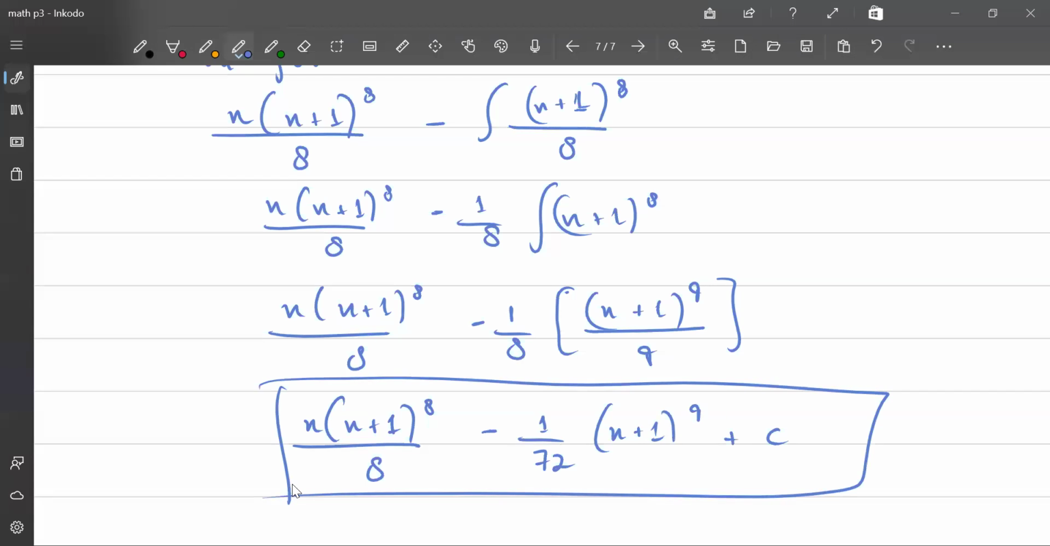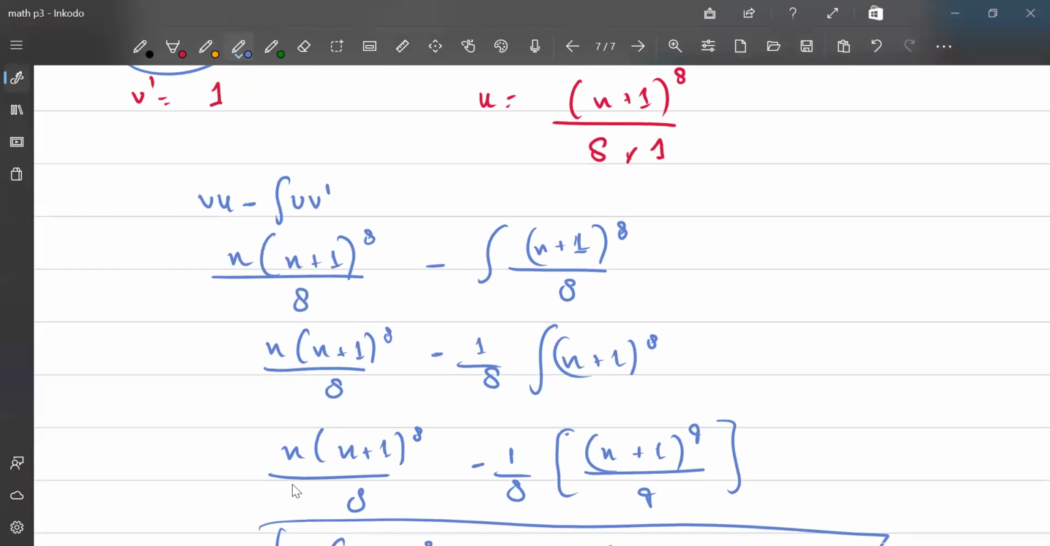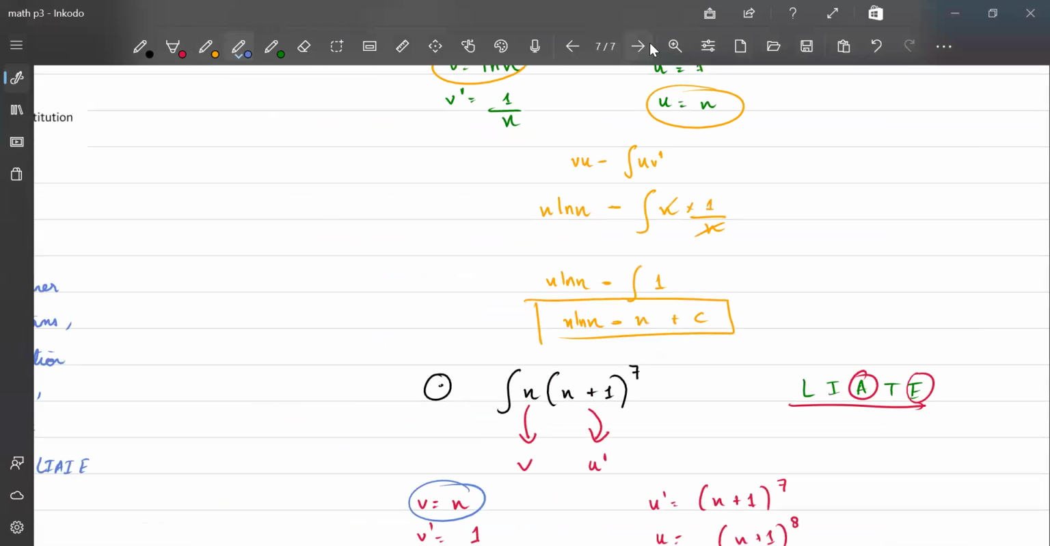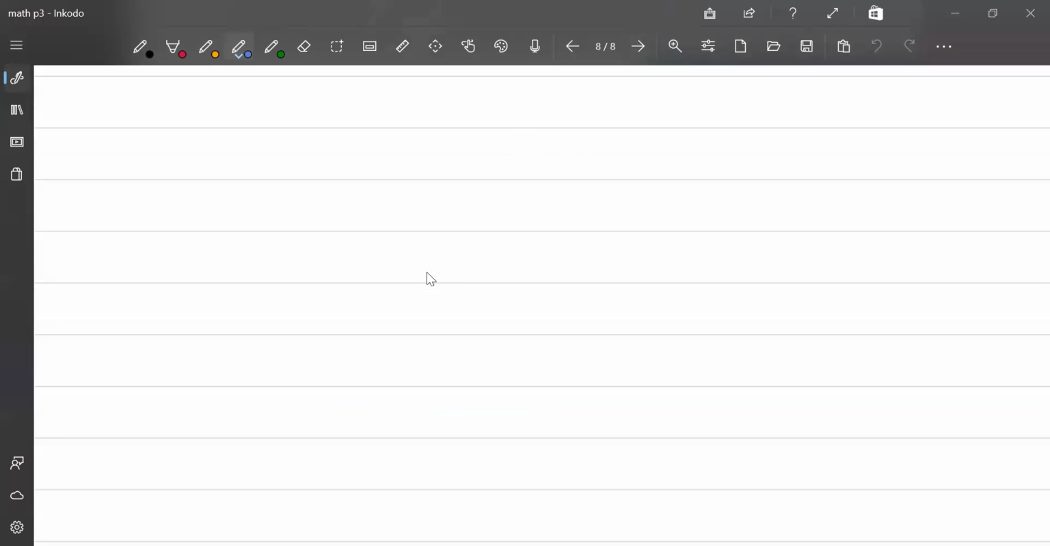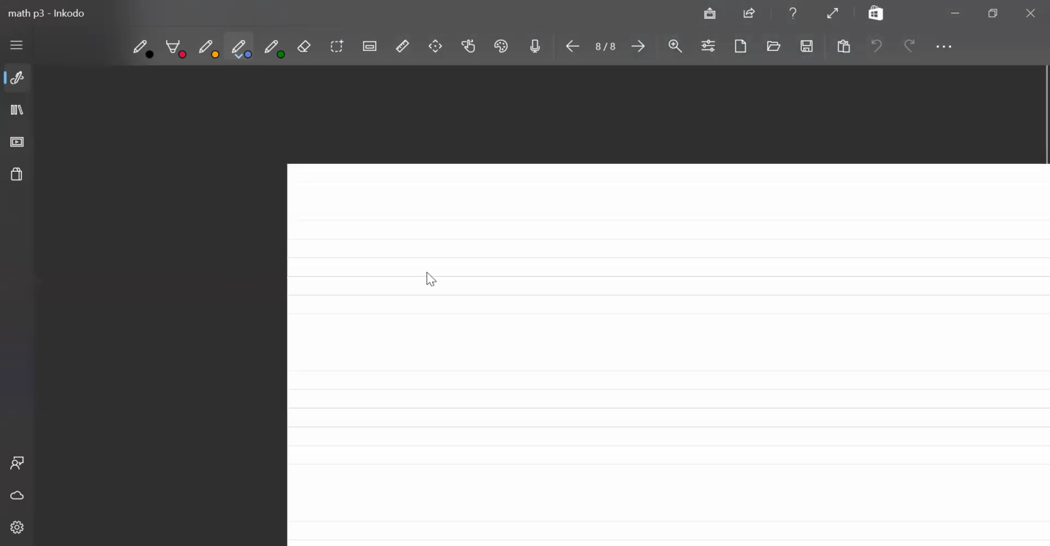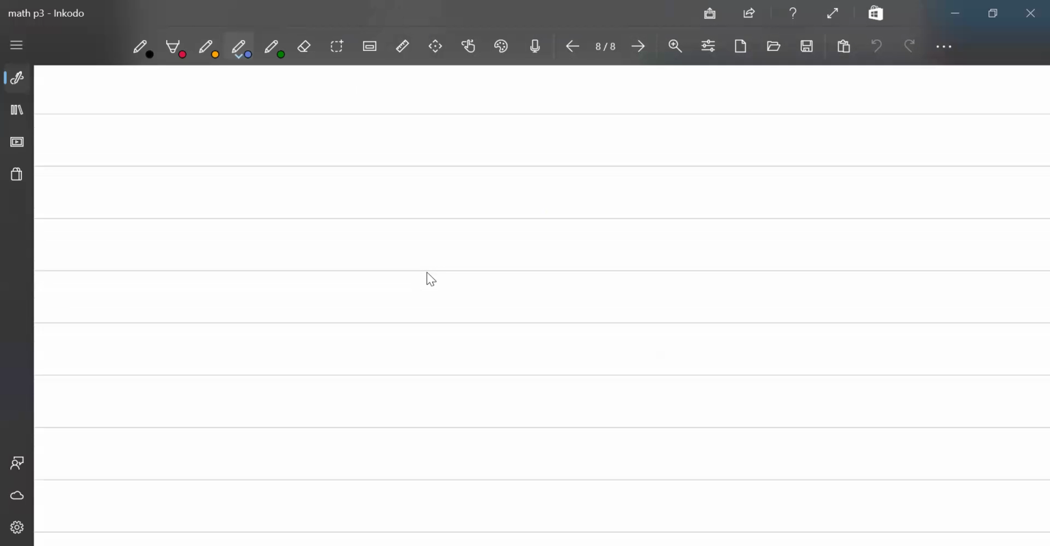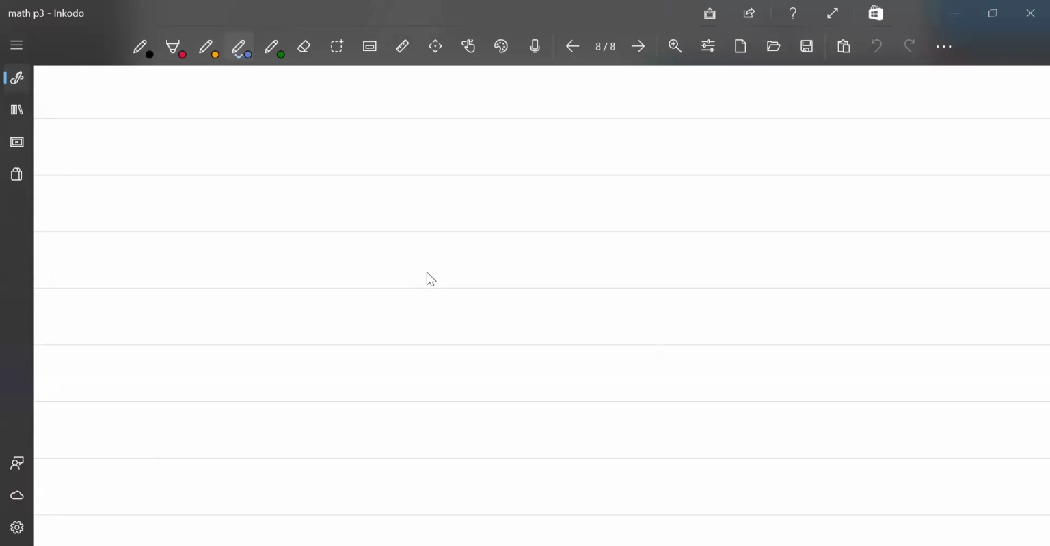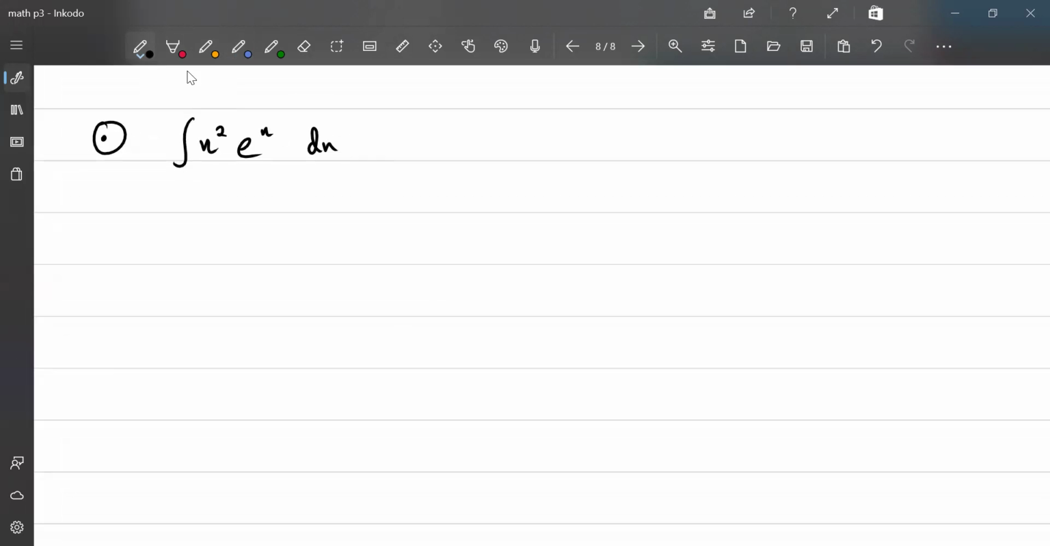Now let's jump on to a bit more complex question. Let's say we have the integral of x square e to the power x dx. Now we have to identify. First step is to write Lie.